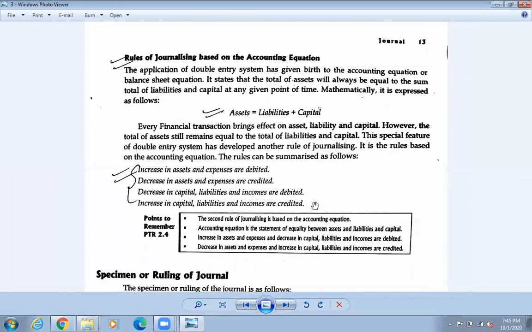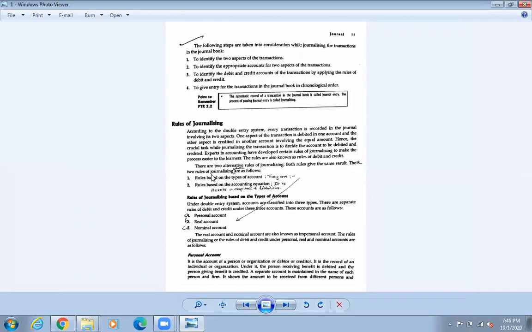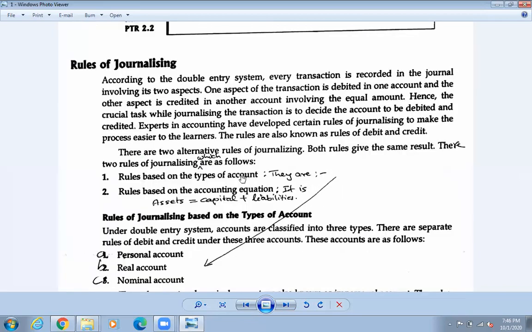So number 2 मा त के पो थियो? So rules of journalizing based on the accounting equation. Just before we have learned this topic, isn't it? So there are 2 rules. So it was based on the types of account.